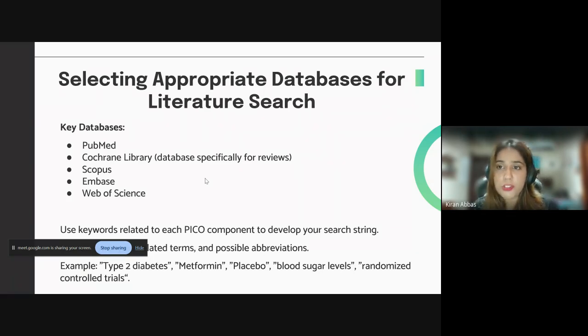So the next topic that we're going to do is select the appropriate databases for literature search. Now, everyone knows what Google Scholar is, but let me just tell you that Google Scholar is not a database. It's not considered a database. Can someone just tell me why that is? Why is Google Scholar not a database?